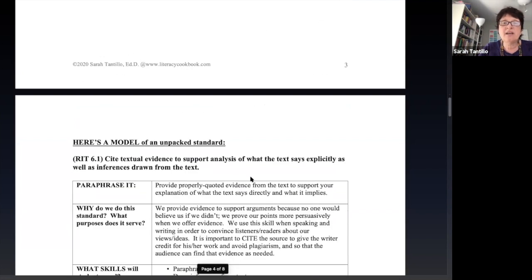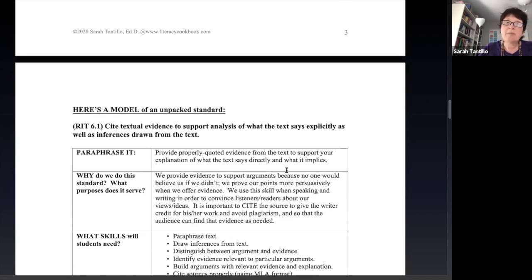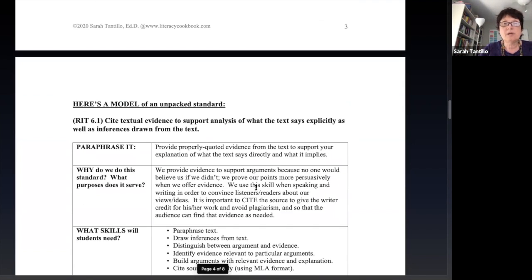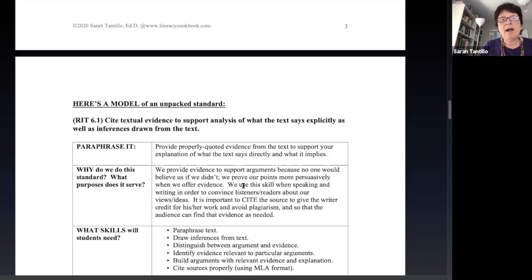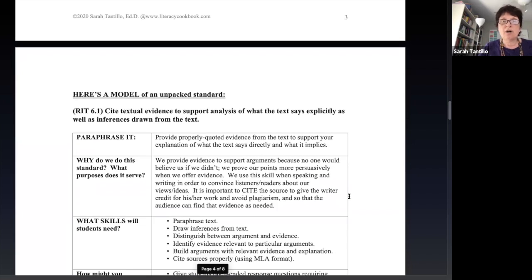All right, that's just a quick heads up on that, because part of the work that we do in unpacking the standards, as you will see, is we think about what our lesson plan's objectives are going to be related to the standard. Okay, great. So I took the sixth grade standard number 1, cite textual evidence, etc., and I've unpacked it in this chart that I designed.